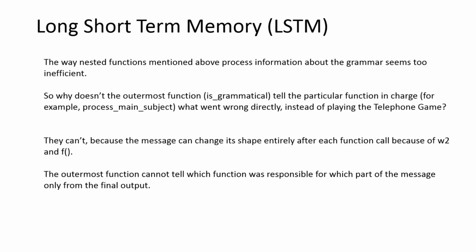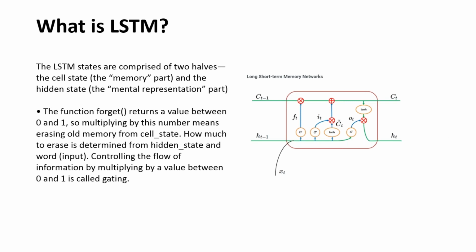So tell the function in charge of processing the main subject what went wrong directly, instead of playing the telephone game. That is something they cannot do, because the message can change its shape entirely after each function call because of w2 and the function. The outermost function cannot tell which function was responsible for which part of the message only from the final output, because it doesn't have that information carried forward. So LSTM is actually solving this problem.